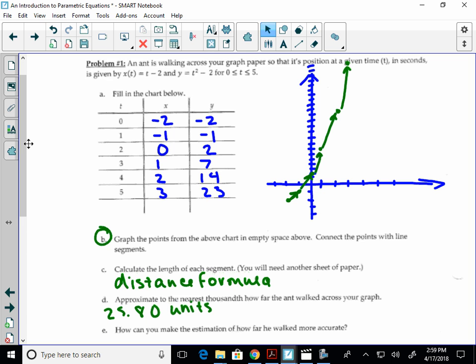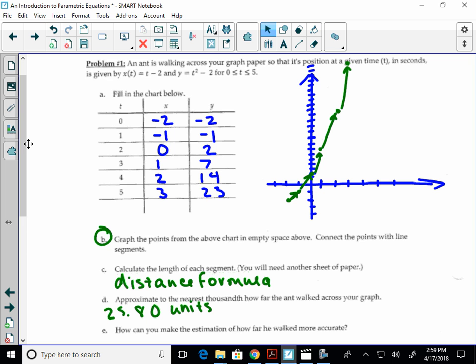Okay, because our y-max is 10. What is the y-max on your graph? 23, right? So we need to go to window, and we need to go to y-max. I'm going to change it to 30. And now I'm going to graph it. Is that my complete graph for my ant walking?